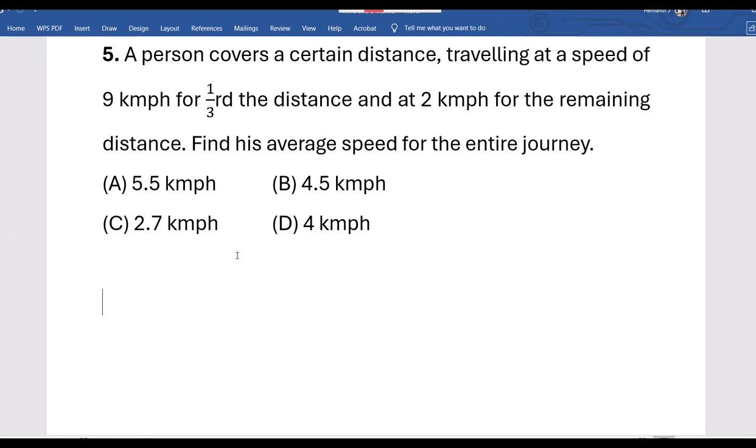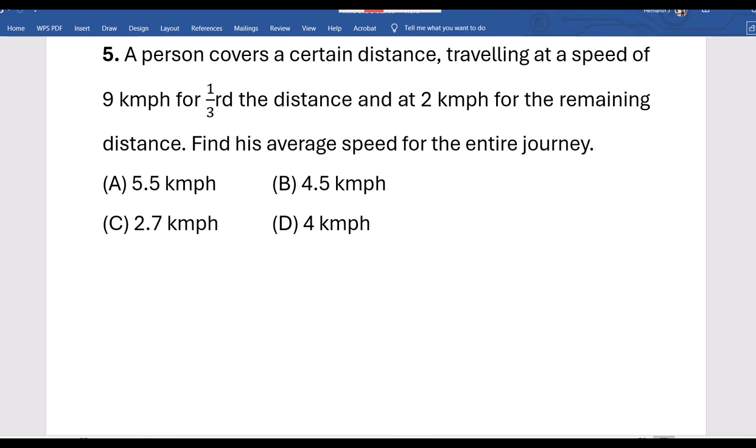Is what they said in the question. A person covers a certain distance, traveling at a speed of 9 km per hour for one third of the distance and at 2 km per hour for the remaining distance. Okay, see, the total distance is not given in the question, so you take some random x kilometers, okay, 30 kilometers, 90 kilometers. Sir, why are you taking 30 and 90?